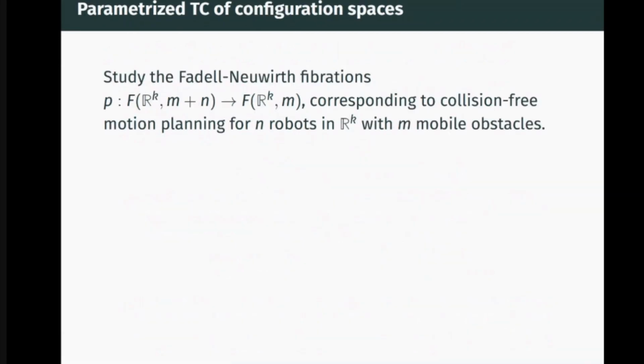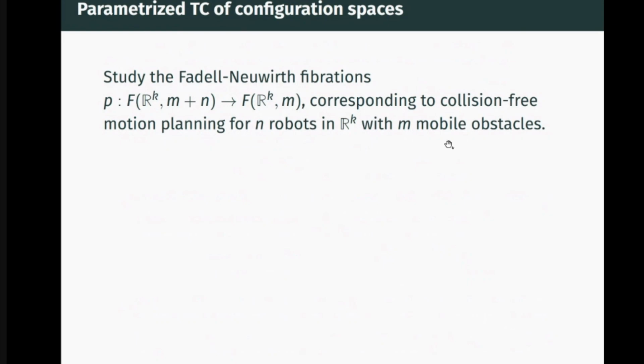Okay, so now let's get back to our Fadell-Neuwirth fibrations, because they are the most natural examples. And Cohen, Farber, and Weinberger studied this for Euclidean space, so for the very simplest situation, the natural one. And we want to study this fibration that is parametrized by these m obstacles. So this was collision-free motion planning for n robots with m mobile obstacles.